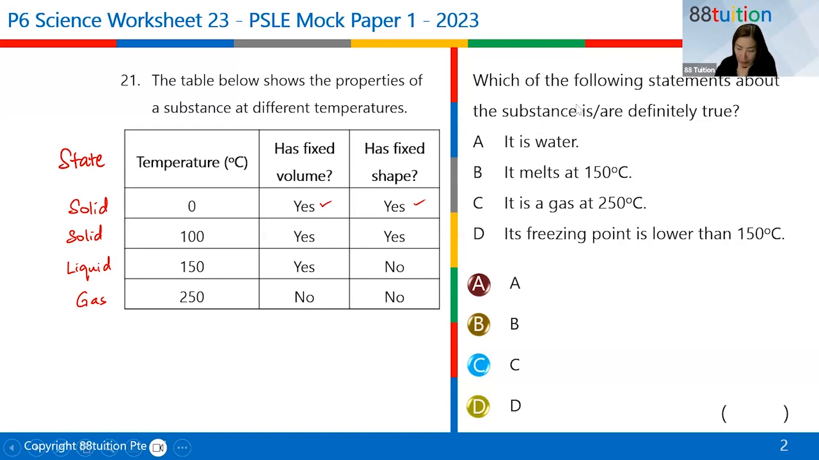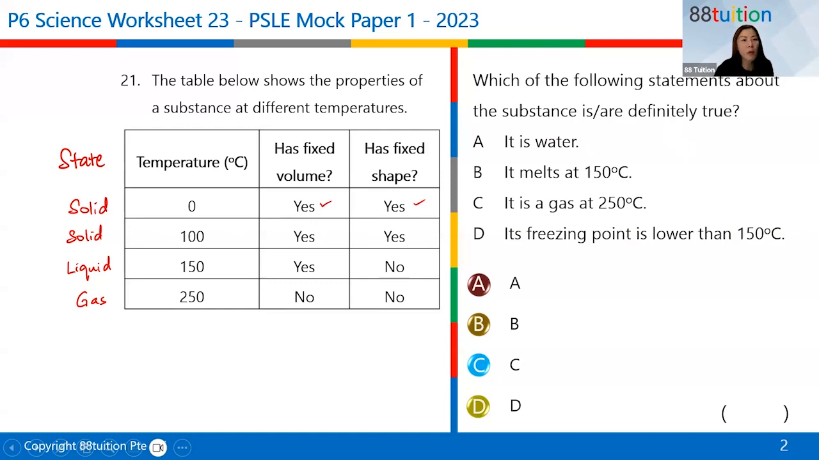So after knowing this, let's look at the question here. Which of the following statements about the substance are definitely true? It is water. Do you think it is water? Agree, disagree? You can shake your head or you can nod your head. That's easier. Quite a number of you actually say no. Why is it not water?